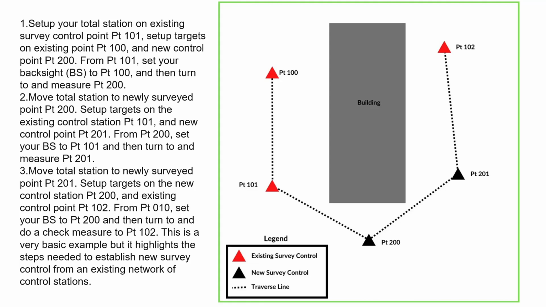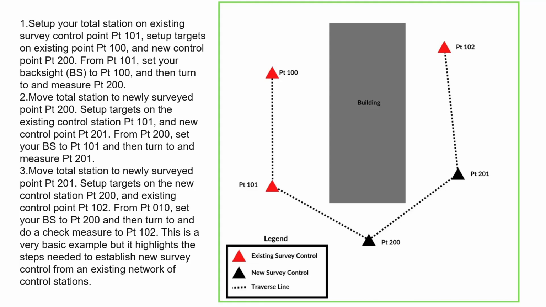first of all, set up your total station on existing survey control point 101. Set up targets on existing point 100. Set your backsight to the point 100, and then turn and measure point 200.